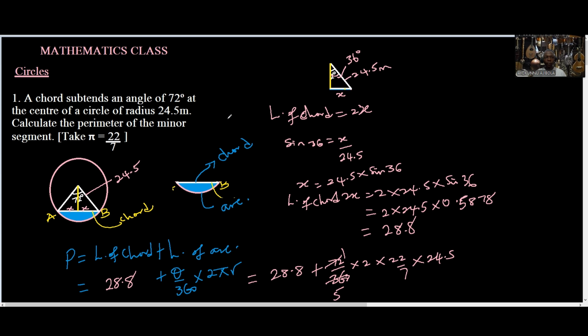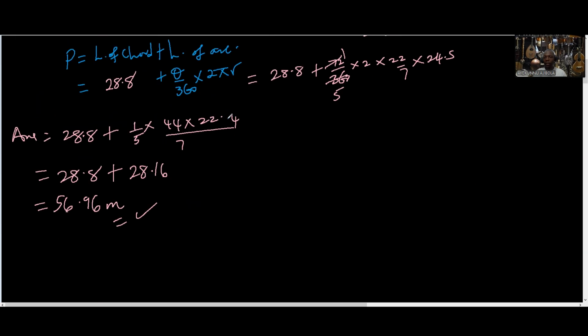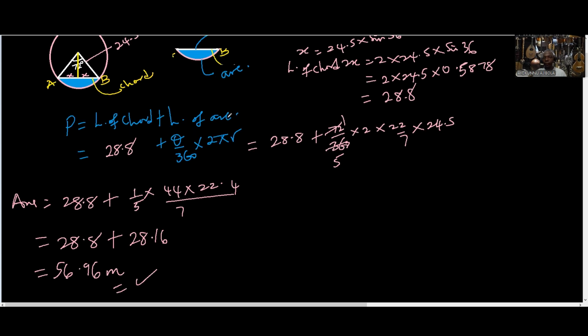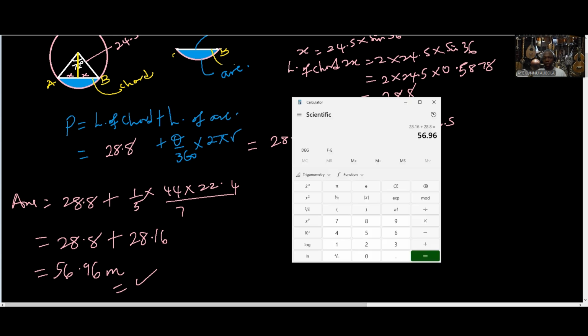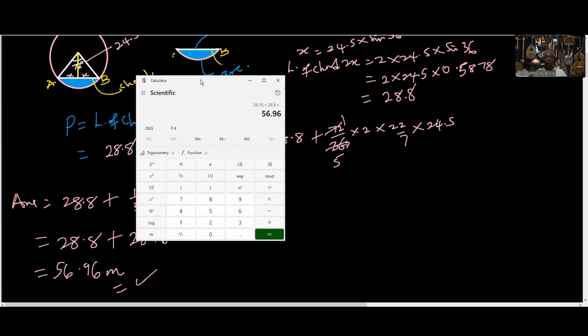Sir, you made a mistake. Okay, let's see, what's the mistake then? It's meant to be 44 times 24.5. I put 22, right? Let me check it again. So that is 2 times 22, which is 44, then times 24.5.